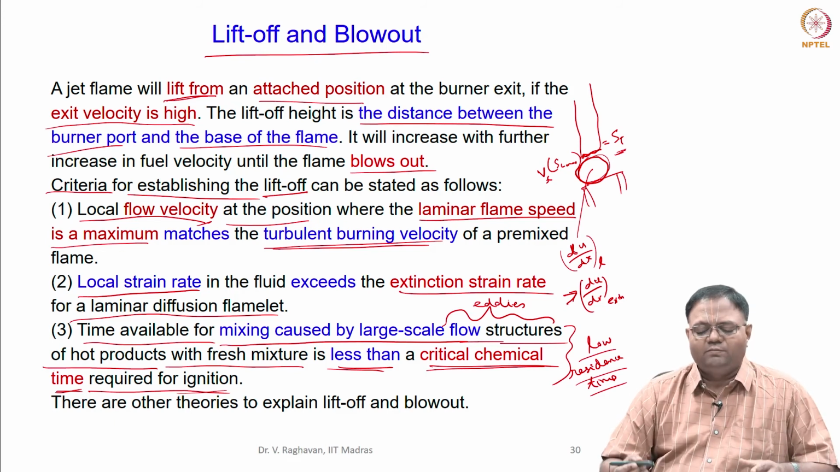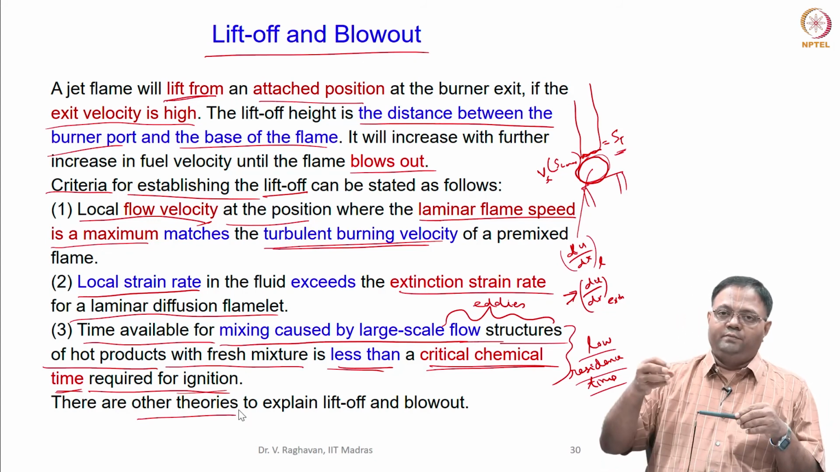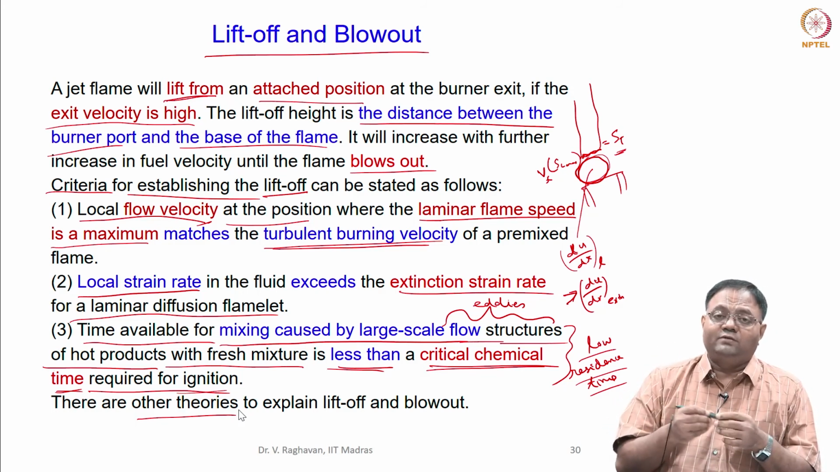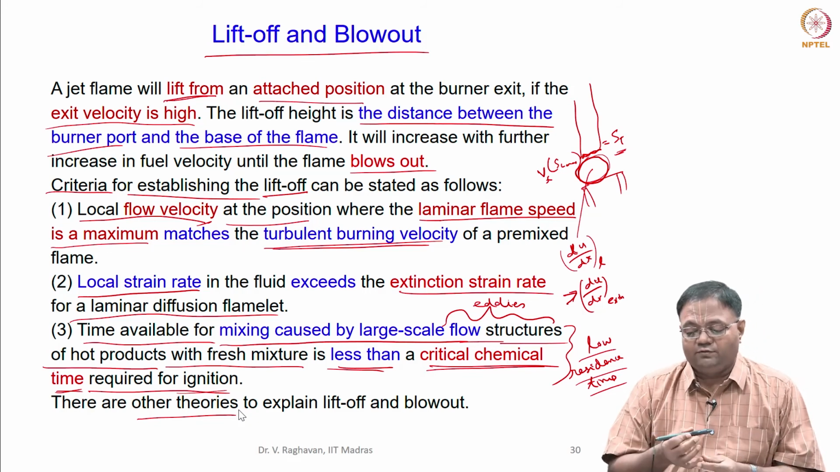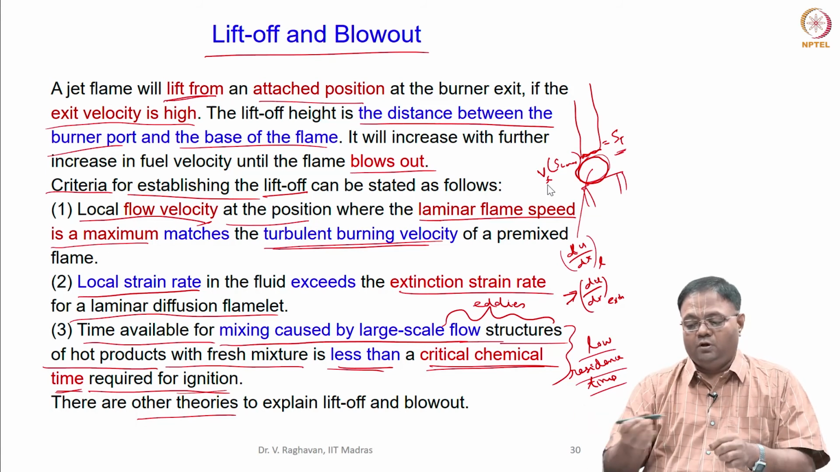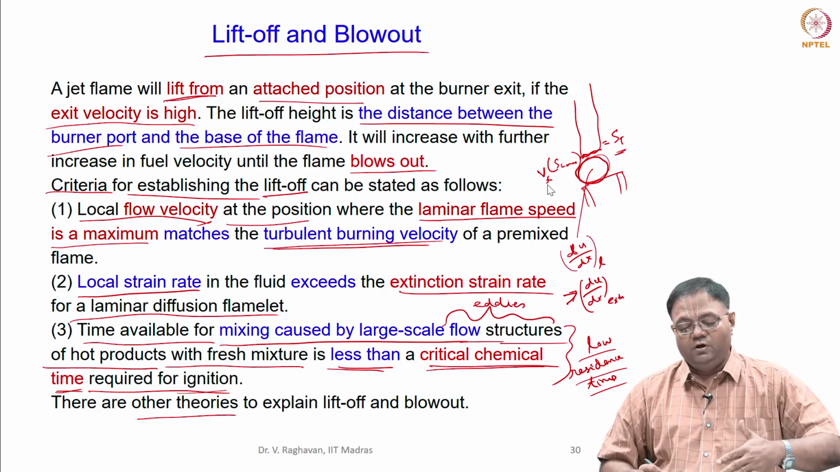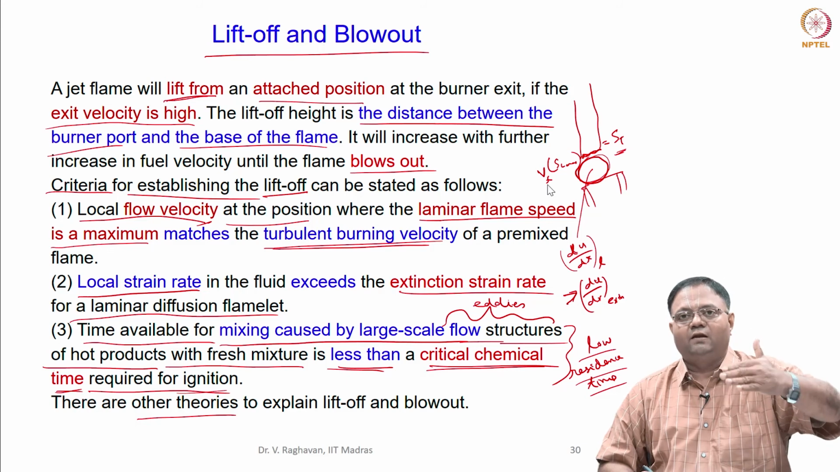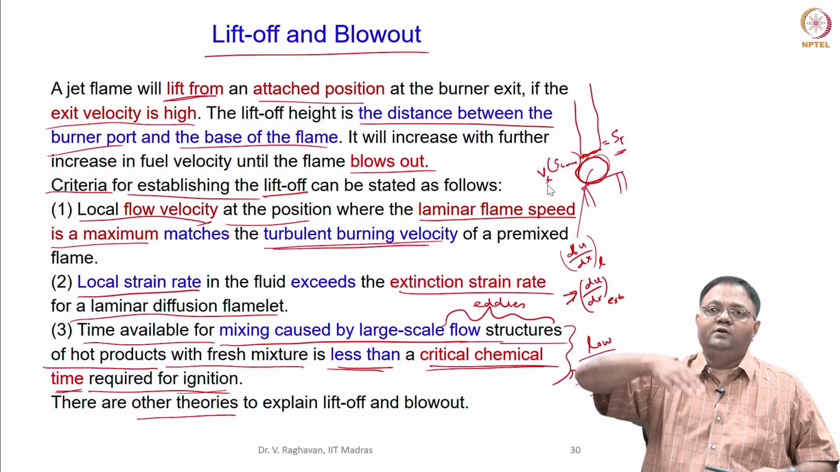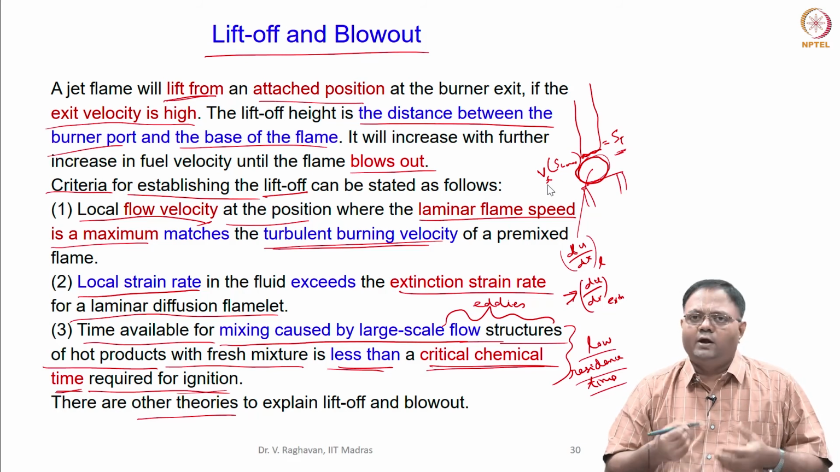So these are the theories, but there are several other theories also which explain liftoff and blowout. Basically, you can see that the mixture can be formed, but the mixture has less time to ignite, or the mixture has a higher strain rate, or the local velocity there is higher than ST, and so on. These are the causes where the flame cannot survive and it lifts off, and further it goes and sustains at a higher position from the base, or the rim of the burner, so that it has this criteria satisfied and will sustain there. After a particular flow rate, it will blow off.